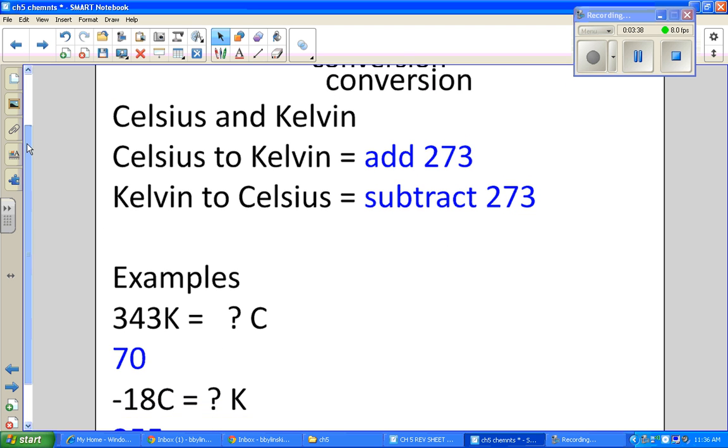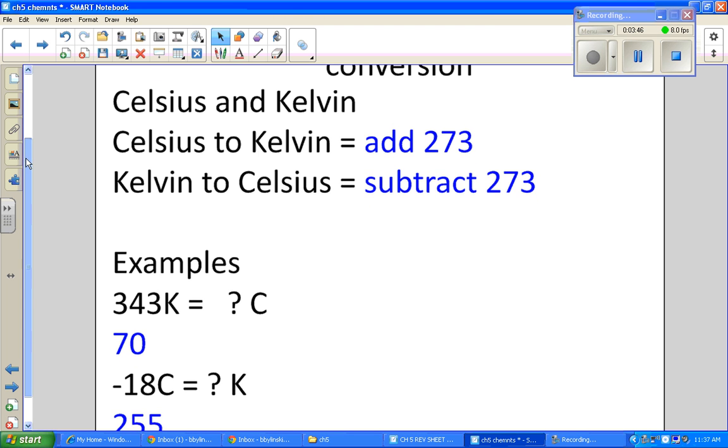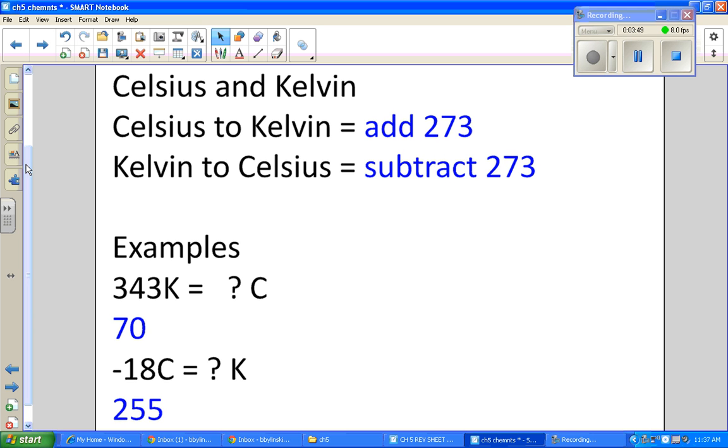Okay. Now, the conversion for this is a very important one. It's a very simple one, but you will use it a lot in the gas law chapter. It's knowing how to convert between Celsius and Kelvin. So if you have a Celsius temperature, like down here, minus 18 degrees, how do you get that to Kelvin? You add 273. If you're in Kelvin and you want Celsius, you're going to subtract. So try these for yourself, and you'll see that they work.